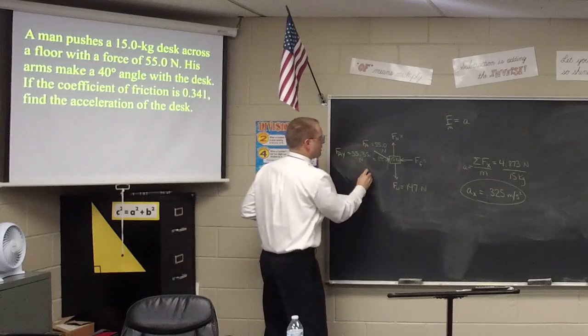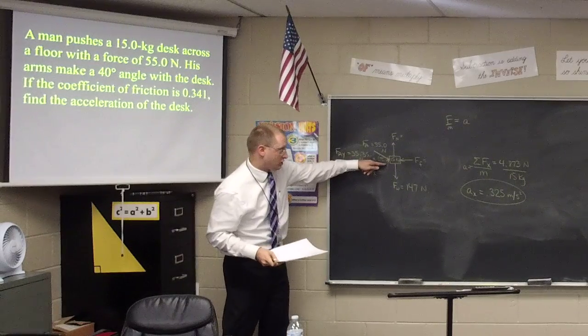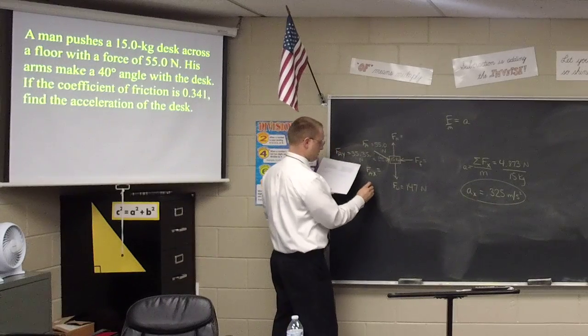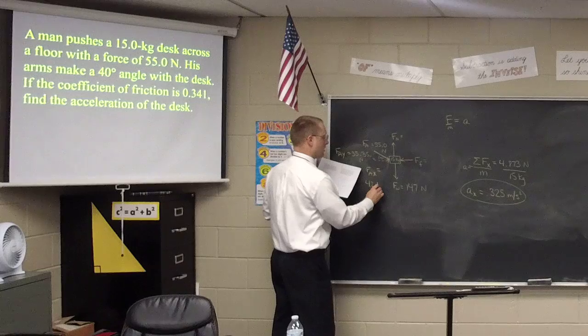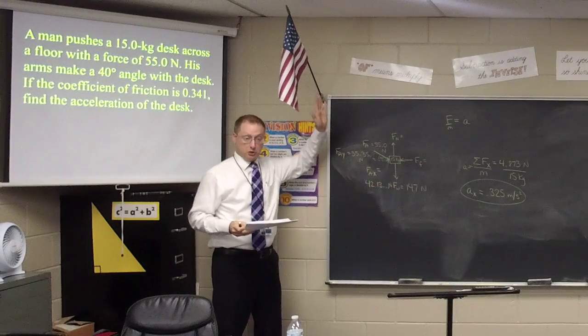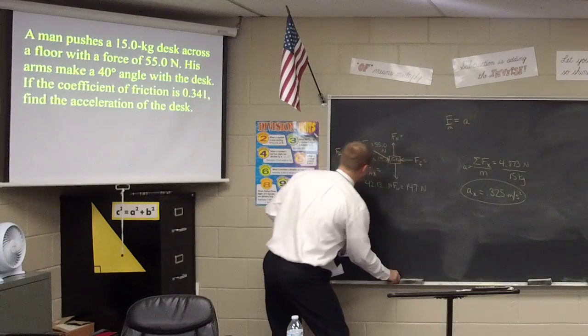Perfect. Okay, then we also need to find the applied force forward using the cosine, because this is adjacent to the 40. There's your hypotenuse. How much forward force, class? 42.13. All right, how many got the 42.134? So we're good with the two components. Excellent.